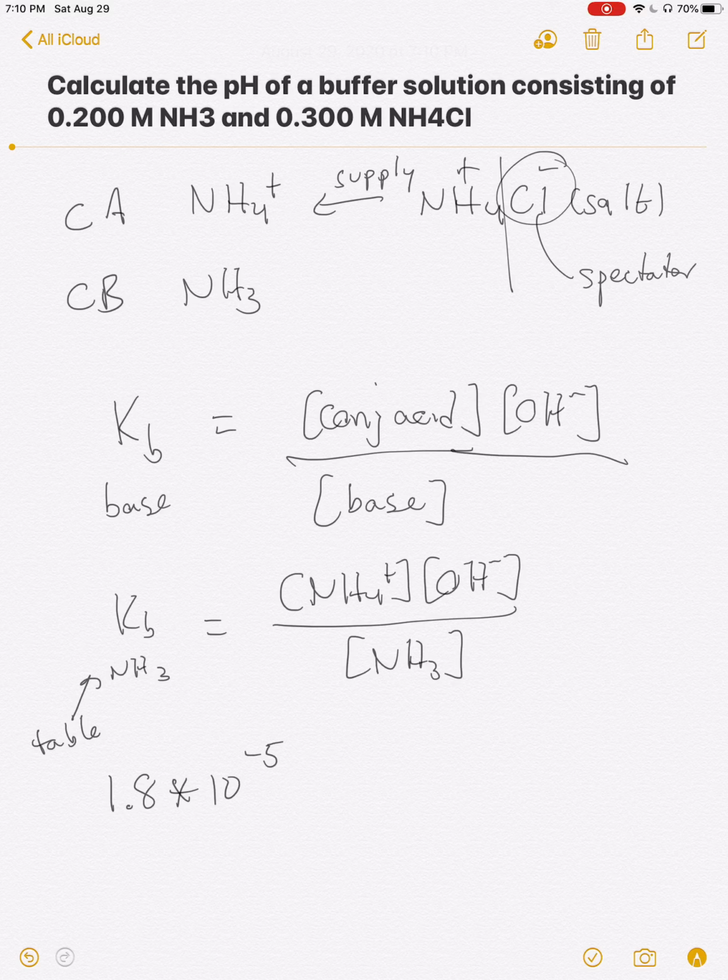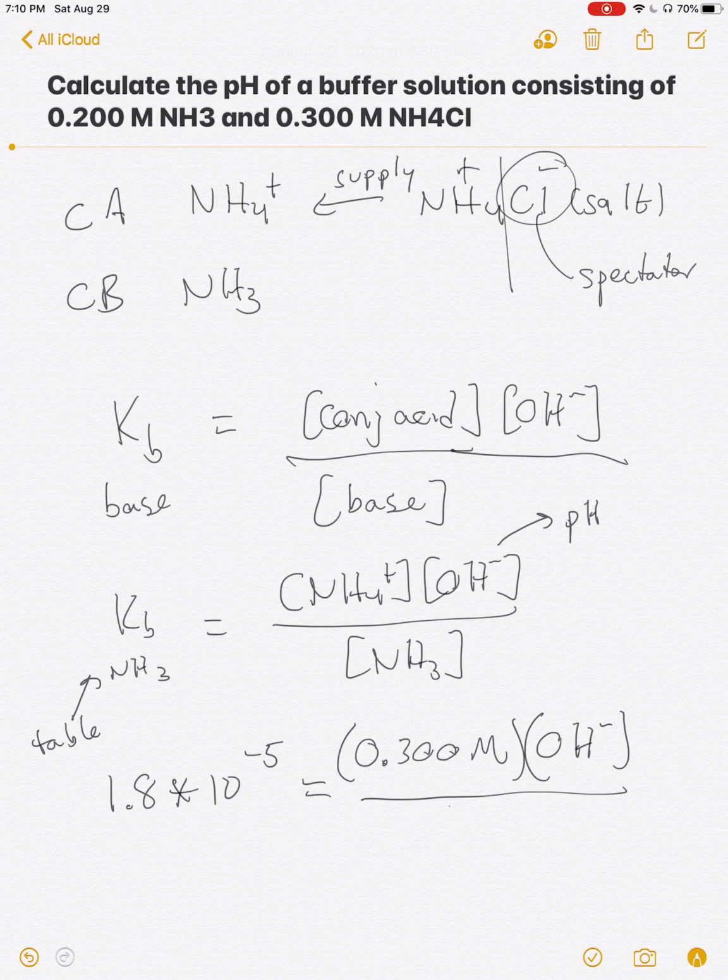5. And so that's going to be equal to my ammonium concentration, which is given at 0.300 molar, and the hydroxide concentration, which we will solve for, because if we want to calculate the pH, if we can solve for hydroxide, we can take that to the pH. And then the ammonia concentration is going to be 0.200 molar.